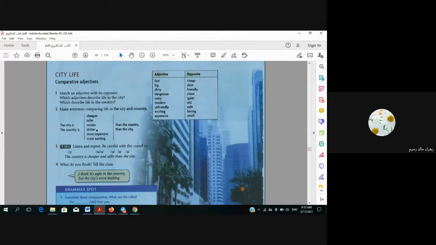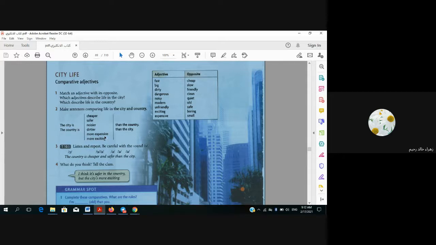The adjectives with one syllable, we add ER in the comparative. But if we have an adjective with more syllables, such as expensive, which has three syllables, or exciting, meaning more than one syllable, we put more before the adjective.